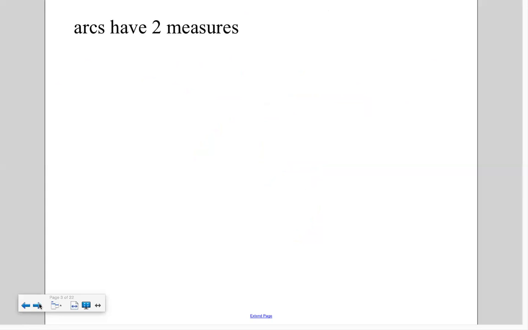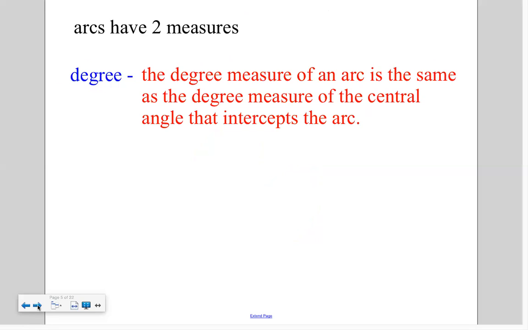So arcs have 2 measures. There's 2 ways you can measure an arc. You can measure it by degree, which is the degree measure of an arc, the same as the degree measure of the central angle that intercepts the arc. So as I mentioned on that first slide, there's a very strong relationship between the central angle and the arc that's made. They are equivalent.